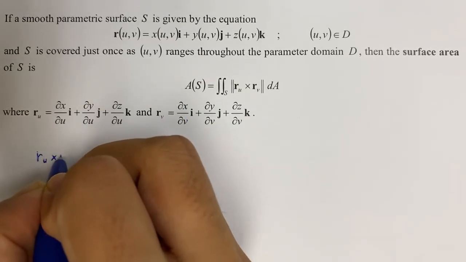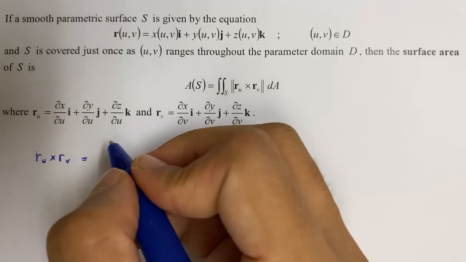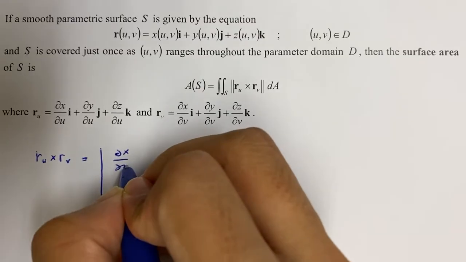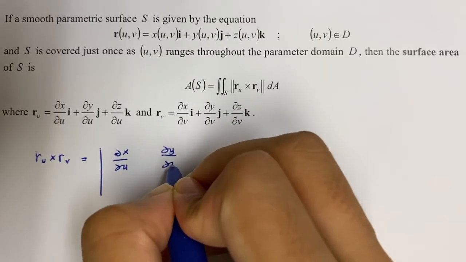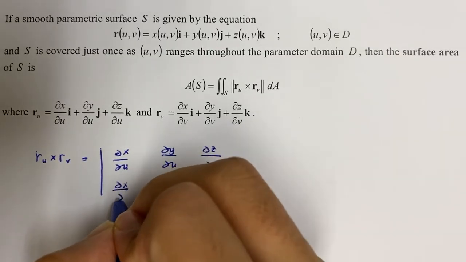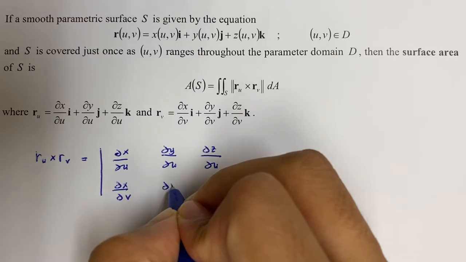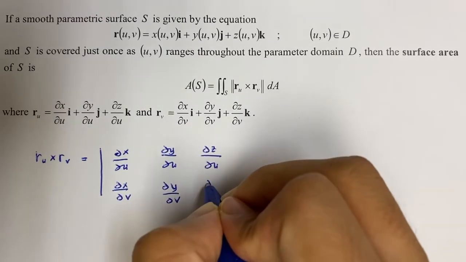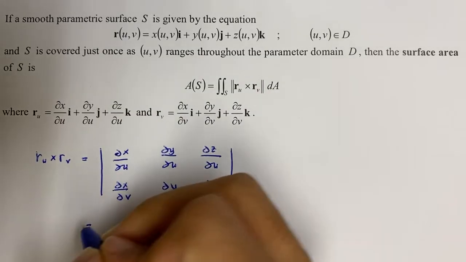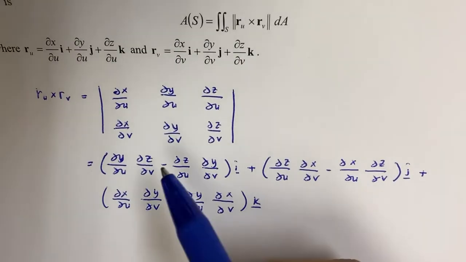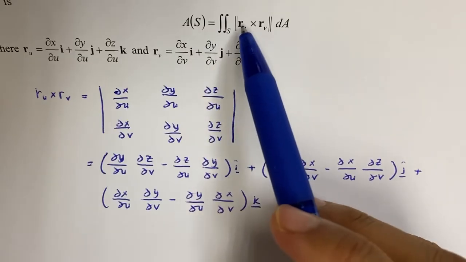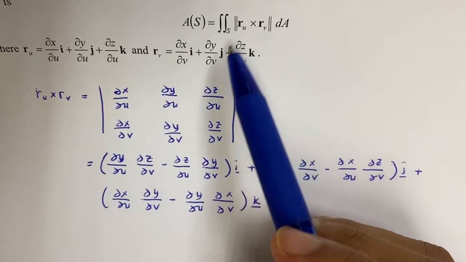r_u cross r_v is equal to the determinant with rows i, j, k, then del x over del u, del y over del u, del z over del u, and del x over del v, del y over del v, del z over del v. To solve for the area, you need to find the magnitude of this cross product.